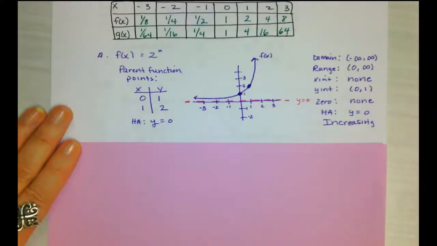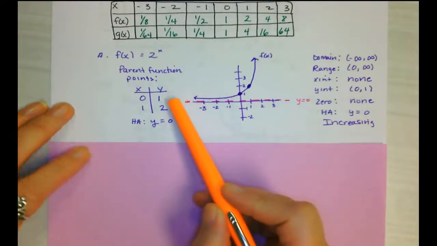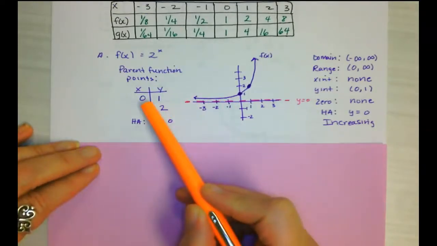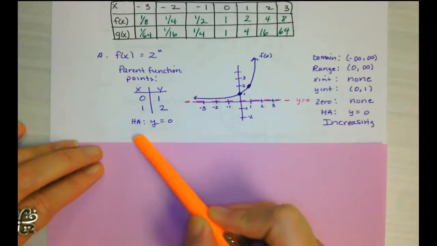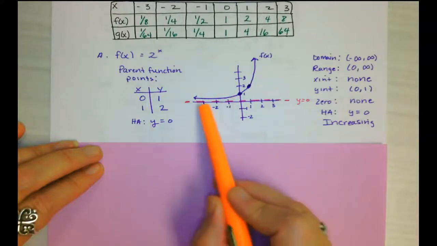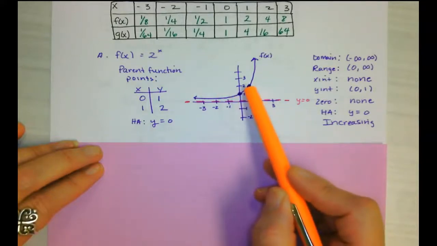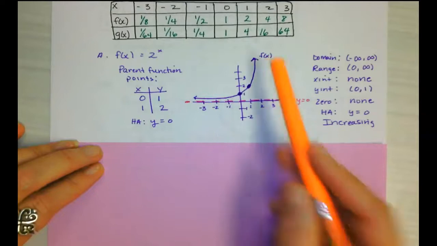If we look at the graph of 2 to the x, we know that we have our parent function points at (0, 1) and (1, 2). We know we have a horizontal asymptote at y equals 0. We know that when we graph this function, you need 3 things on the graph. You need the horizontal asymptote, you need those 2 parent function points, and then the curve that goes through them.